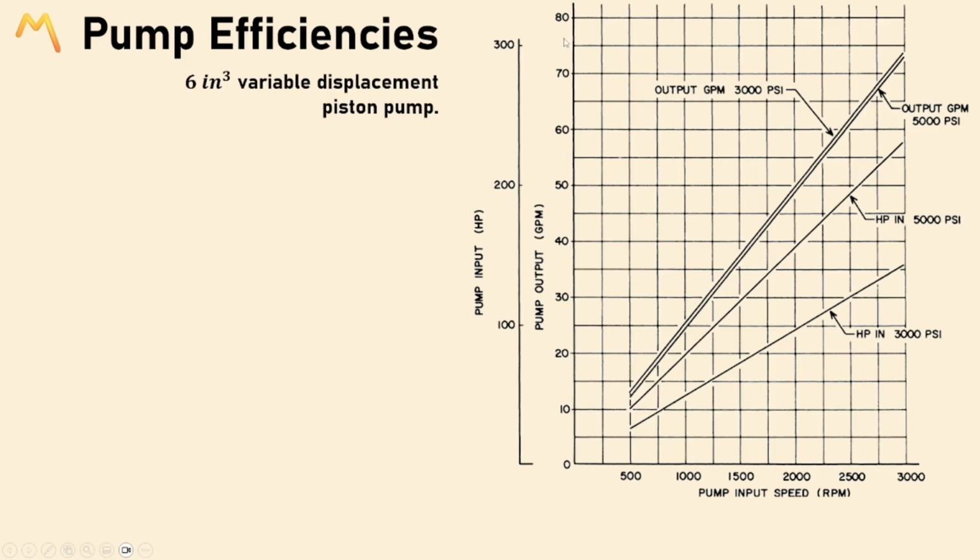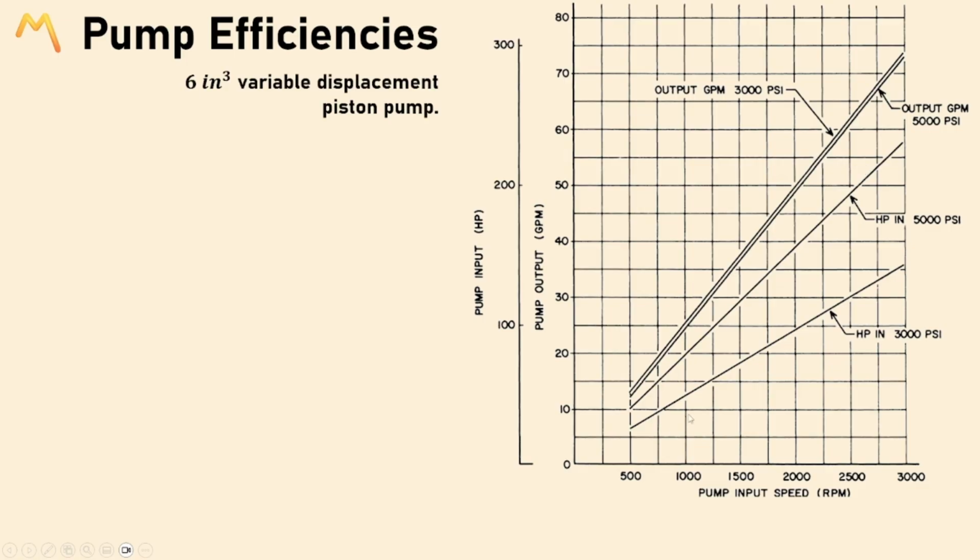So this axis here changes when we change the pump input speed. We can see that changing the pressure doesn't really affect the pump output gallons per minute, right? Going from 3,000 to 5,000 psi only slightly decreases the pump output in gallons per minute. What really changes the pump output is the pump input speed, that is, how quickly our motor is spinning, right? By spinning it faster, we get much more gallons per minute.